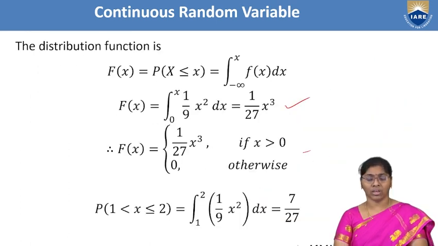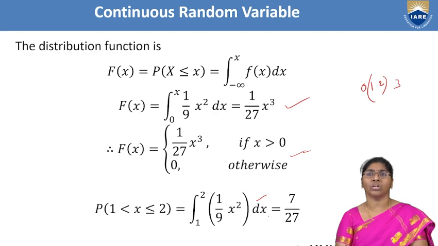And finally, they are asking P of 1 less than x less than or equal to 2. That is in between 0 and 3, in between the values 1 and 2. Then we arrange this as integral 1 to 2 of k into x square dx. The k value is 1 by 9, that equals 7 by 27. That's all. Don't take the 1 by 27 into x cube, that is the cumulative distribution function. Here they are asking for the continuous probability distribution function, that's why we take k into x square dx only. The final answer is 7 by 27. It lies between 0 and 1, then your problem is correct.